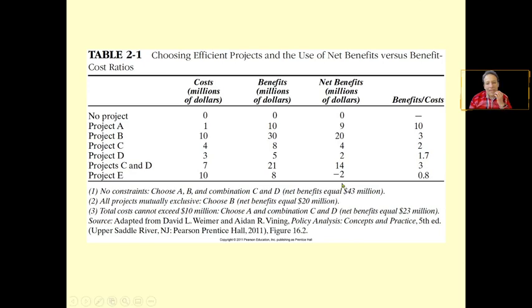So we look at the net benefits again. If we choose A, we will get 9, and the cost will be 1. So we have 9 outstanding. In that case, we will be able to choose C and D, which is going to render 14. As you can see, in that scenario, we will get net benefits of 23 million.